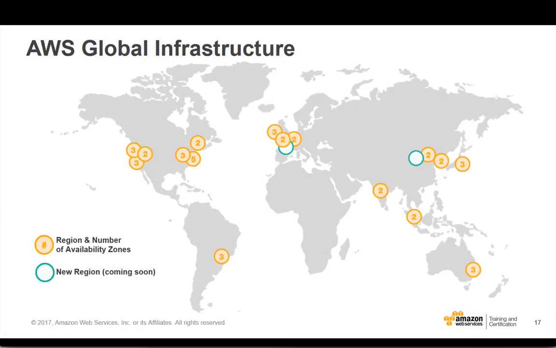We have 16 regions right now, and the numbers that you see inside those orange circles are the availability zones. I'm going to explain a little more about availability zones in the next slide. But the higher the number in those circles, the better for you guys. More about that in a moment. And the green circles are the regions that are coming very soon. As you can see, we're structured all over the planet. And it's not just this actually.